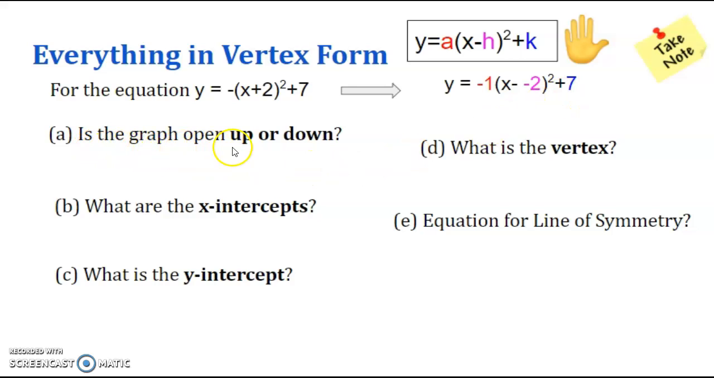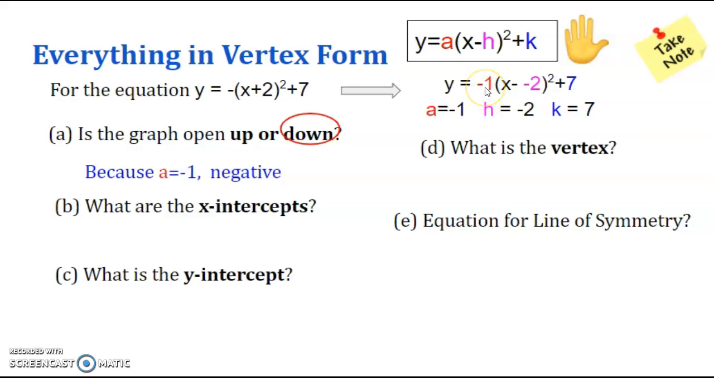So is the graph opening up or down? It's going to be opening down. Why? Because the a value is negative 1. So it's negative, so we know that it's going to be opening down. What about the x-intercepts? Well, for now, we're just going to say we do not know. Hopefully, we'll be able to cover this later on. But sometimes you might not even have one. Remember, 2 out of the 4 parabolas that we explored did not have any, right?